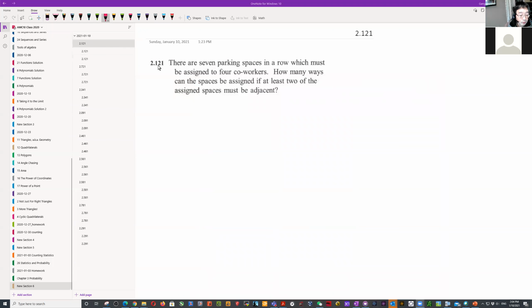So these are fairly good quality questions, so we're going to explain. There are 7 parking spaces in a row. When you do this type of counting problem, first try to model it. So you would say 1, 2, 3, 4, 5, 6, and 7. How many ways can spaces be assigned if at least 2 of the assigned spaces must be adjacent?